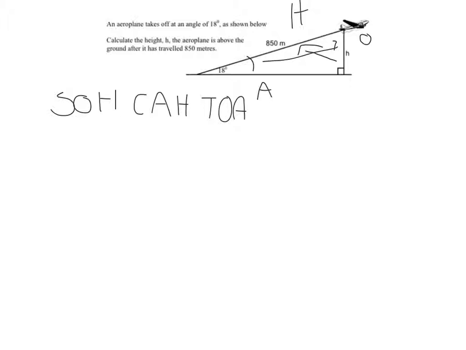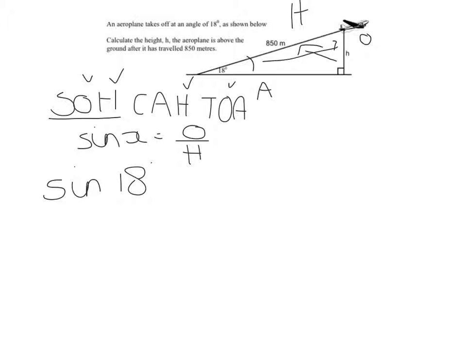So I have the hypotenuse because I'm told that that's 850 metres. And I'm looking for the opposite, since that is the other side that's been labelled h. Now I can clearly see that I'm using sine, and as a reminder, sine x is equal to opposite over hypotenuse. Now I can fill in all my bits of information. Sine 18 degrees is equal to h over 850.